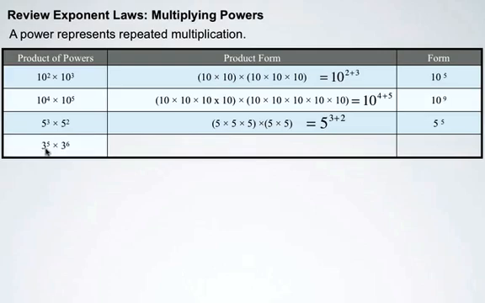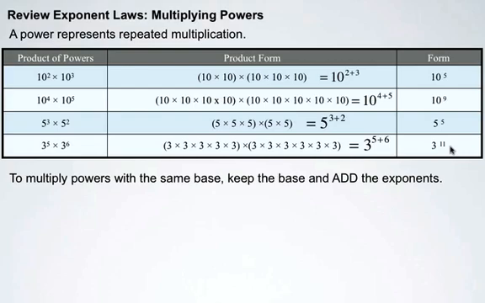Finally, 3 to the exponent 5 times 3 to the exponent 6. Here's 3 to the 5 times 3 to the 6. We add the two exponents together and get 3 to the 11. To multiply powers with the same base, keep the base and add the exponents. So, a to the n times a to the m is equal to a to the n plus m.